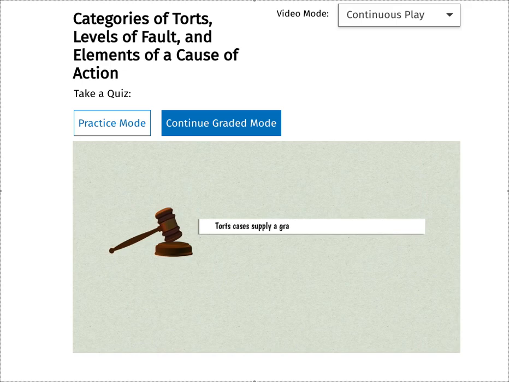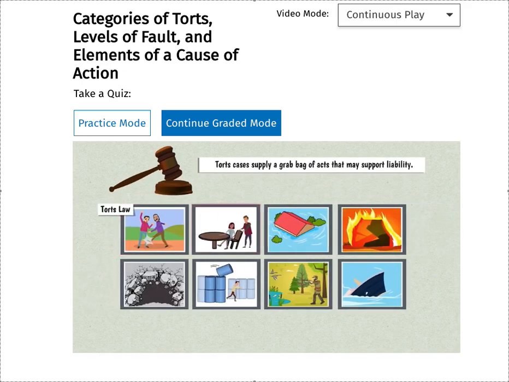Torts cases supply a grab bag of acts that may support liability. A kick in the shin, a chair pulled away from a person about to sit, a sinking barge, a burning haystack, an exploding package, a falling barrel, a hunting accident, water flooding a neighbor's land. These are all scenarios from memorable cases in which courts have been willing to say that a defendant's action was tortious. All of these sundry cases involve torts, but it's very difficult, if not downright impossible, to say that they all have a single set of features in common.